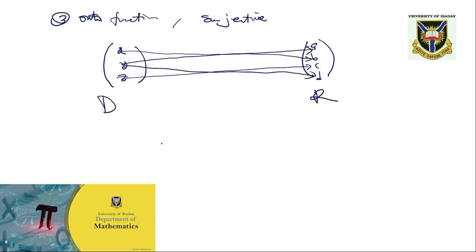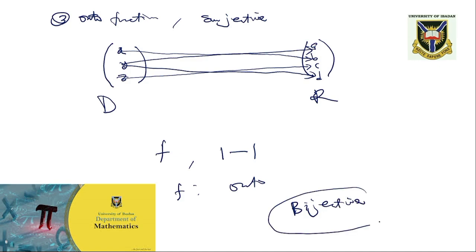So any function that is injective, that is one-to-one, and is also onto, that is surjective, we say such a function is a bijective function. So a bijective function is a function that is both one-to-one and also onto. So we continue this discussion in the next video.